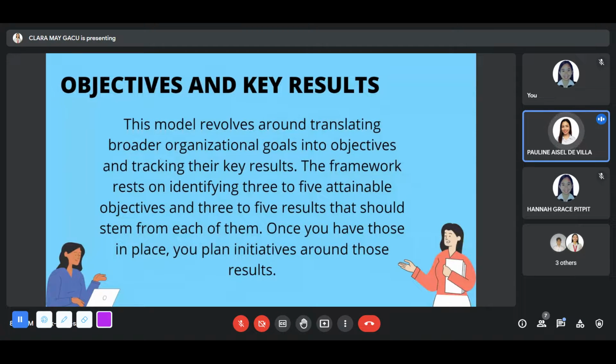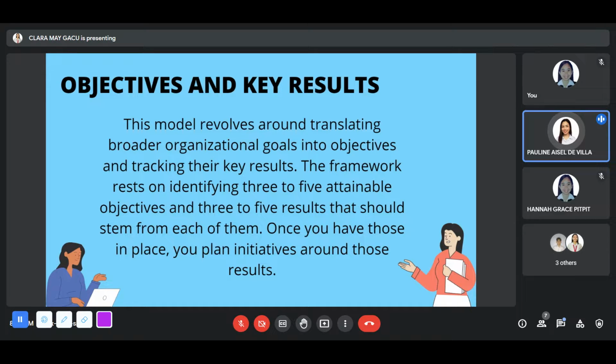So let's begin with objectives and key results. As its name implies, this model revolves around translating broader organizational goals into objectives and tracking their key results. The framework rests on identifying 3 to 5 attainable objectives and 3 to 5 results that should stem from each of them. Once you have those in place, you plan initiatives around those results.